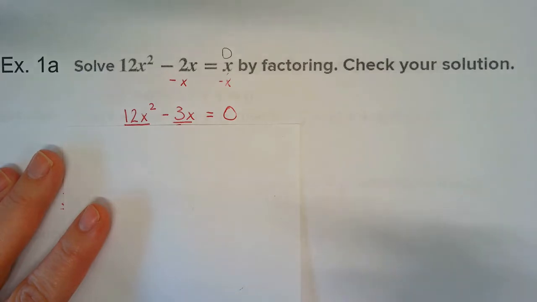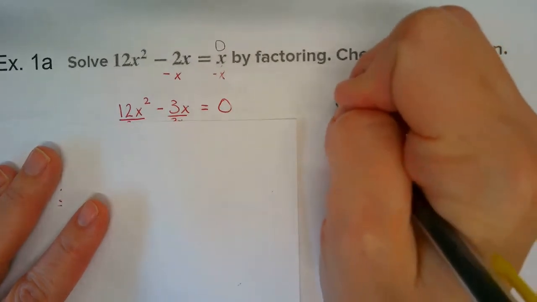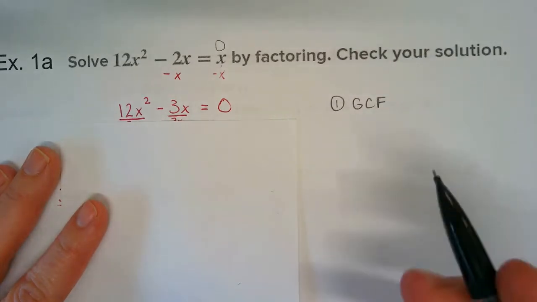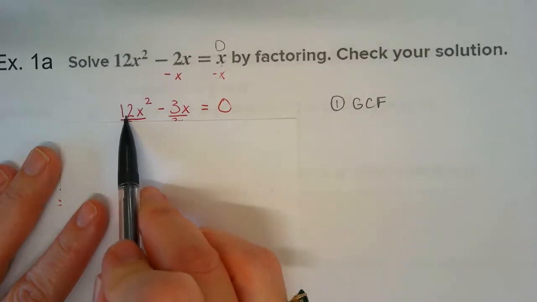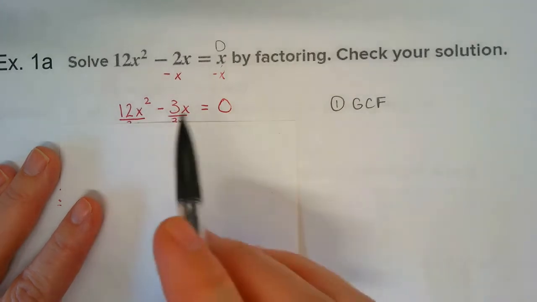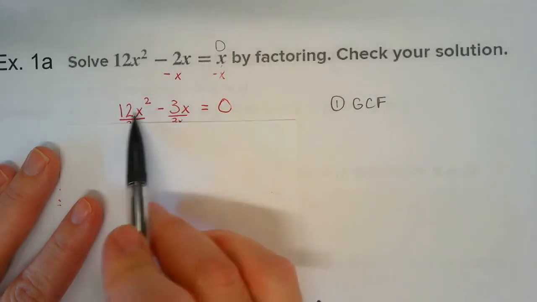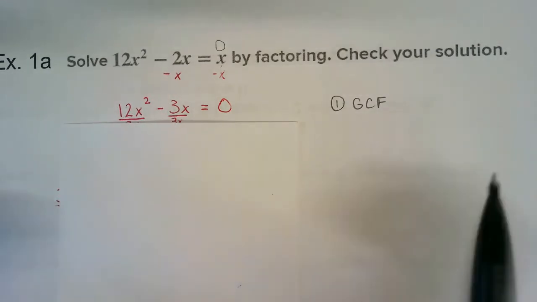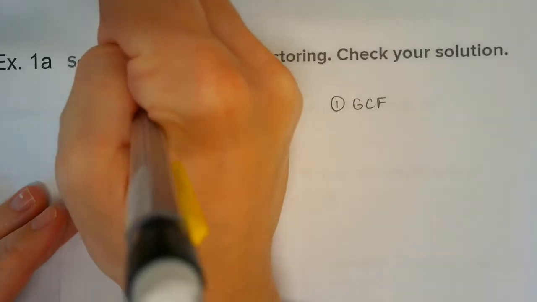First thing I want to do is find my greatest common factor. So step 1 always with factoring is doing that, greatest common factor. So the biggest number I can divide 12 and 3 by is 3. Then I'm going to see how many x's they have in common. So what's the biggest amount that I could take out?